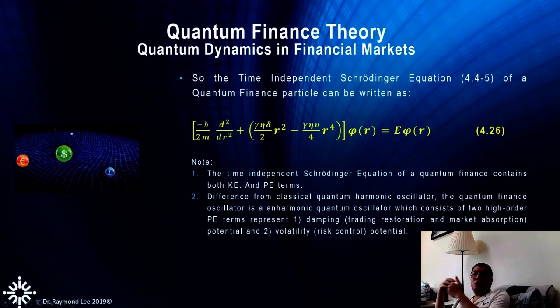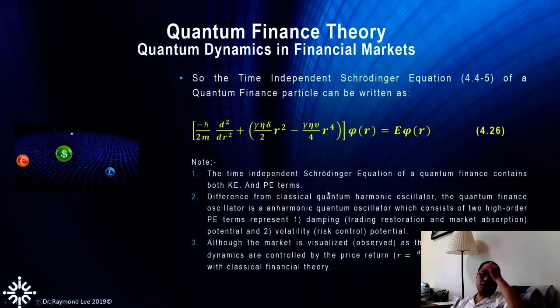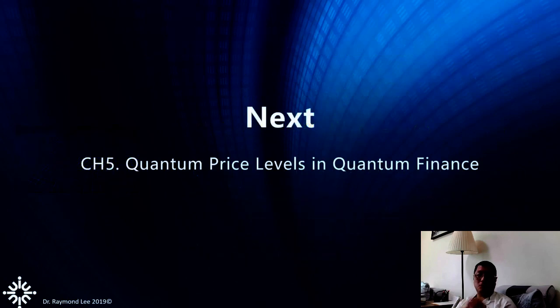What we mean by the first order dynamic factor is that when you invest more, of course you will control yourself. You can't keep increasing, right? And the second is the risk of the market, the natural vibration of the market. It's what we call the volatility, the fourth order term. Then we come up with the wave equation, and this part is the KE part, right? Although the market is visualized as the price, the quantum dynamics are controlled by the price return, dP by dt, which is consistent with classical financial theory. So they are the same story.